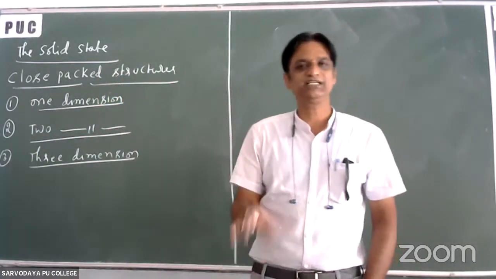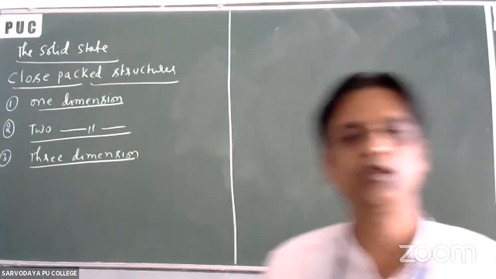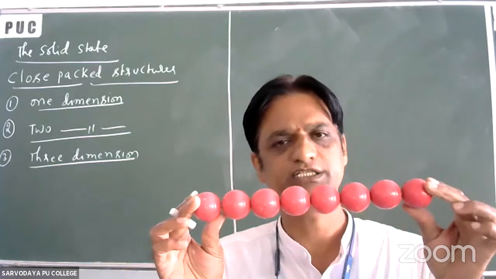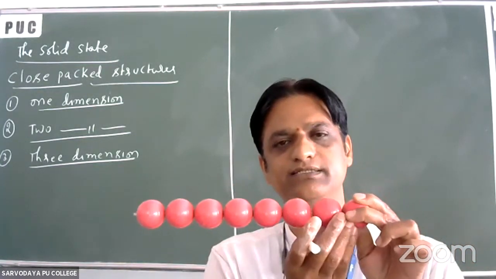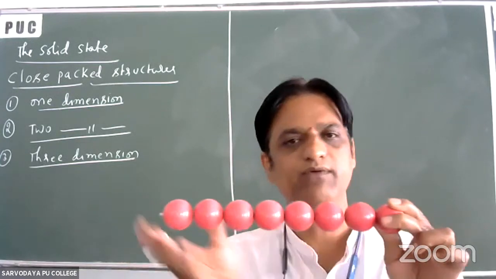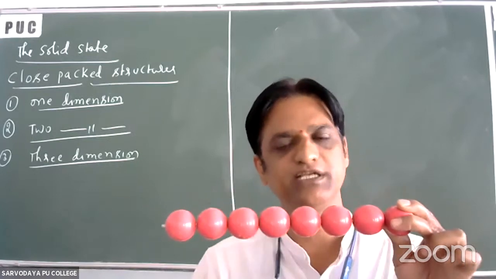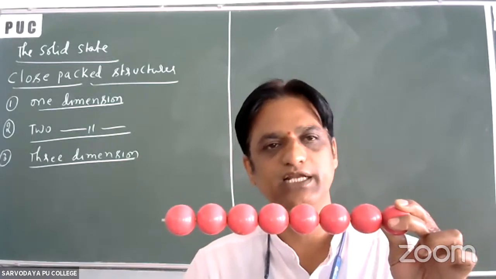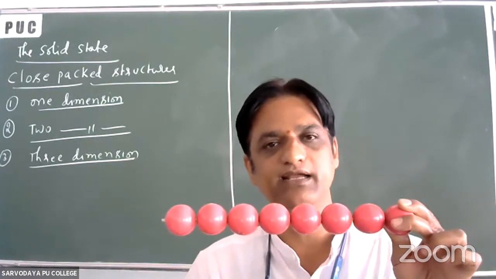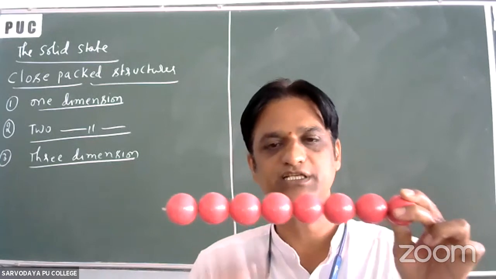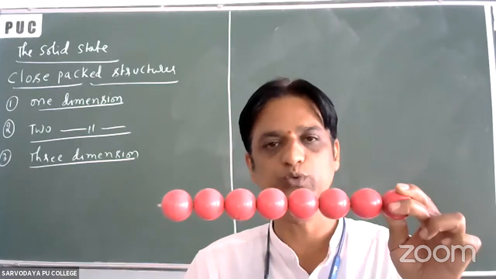So closed packed structure in one dimension, there is only one possibility. I have also shown the model of that, closed packed structure of one dimension. This is the arrangement of particles in one dimension. So only one way is possible. And here one important thing you should remember, that is coordination number. What is the definition of coordination number? Number of nearest neighbors of a particle is called coordination number. In closed packed structure in one dimension, coordination number is 2.